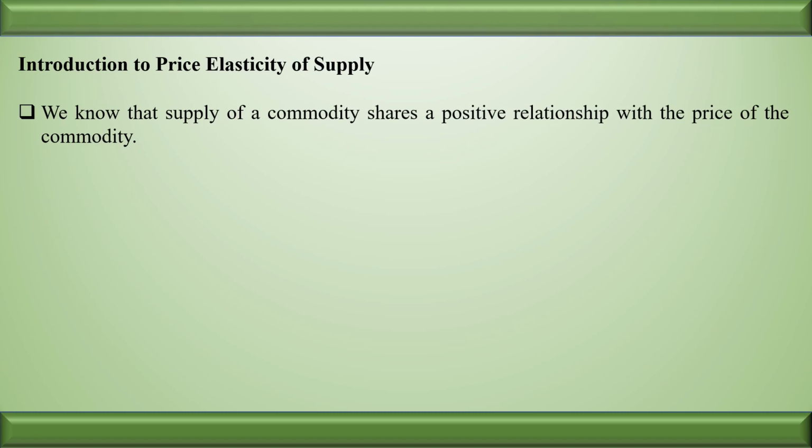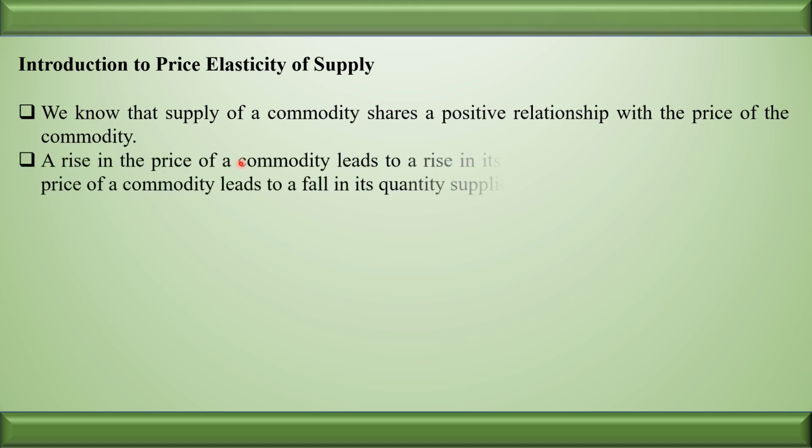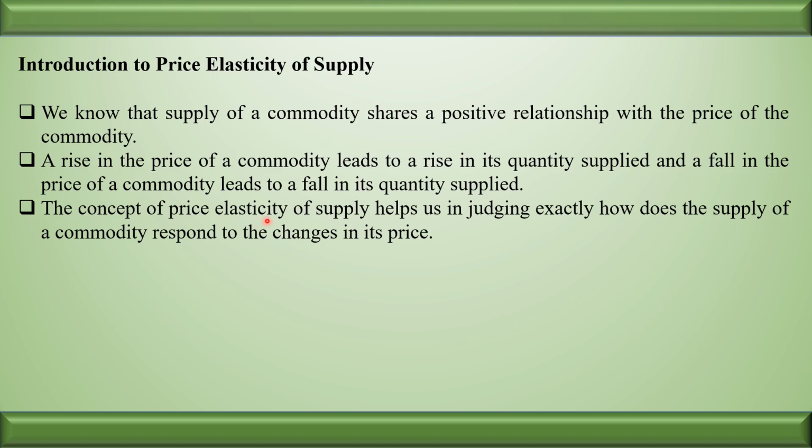We know that supply of a commodity shares a positive relationship with the price of the commodity. What it means? It means that if the price of the commodity is increasing, the supply of the commodity is also increasing. So there is a positive relationship between price and supply of the commodity. A rise in the price of a commodity leads to rise in its quantity supplied, and a fall in the price of a commodity leads to a fall in its quantity supplied. The concept of price elasticity of supply helps us in judging exactly how the supply of a commodity responds to the change in its price.